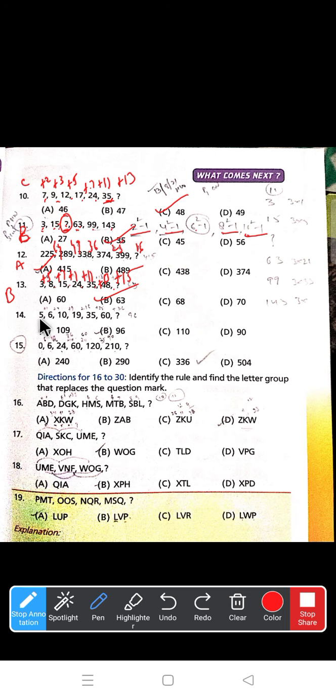Now coming to the 14th one, 5, 6, 10, 19, 35, 60. If you observe the gap between them, plus 1, 4, 9, 16, 25. So the next number should be 36. So the option is 96. Option B.